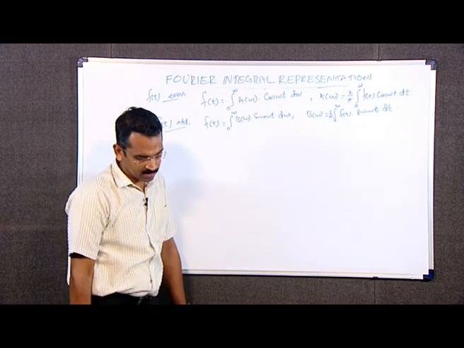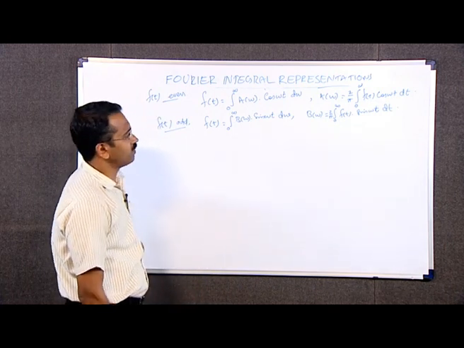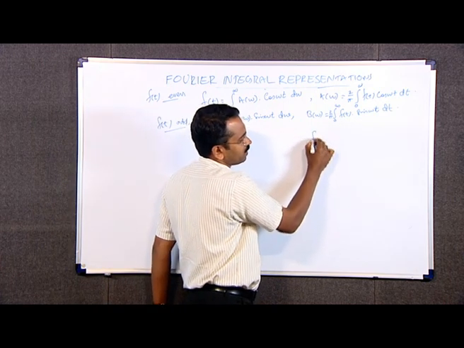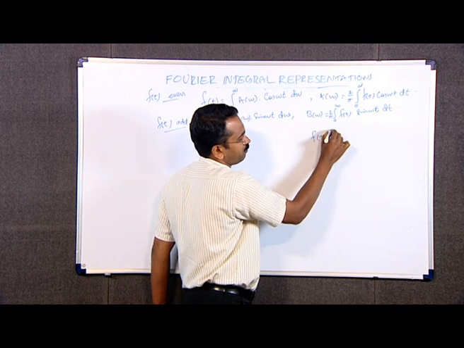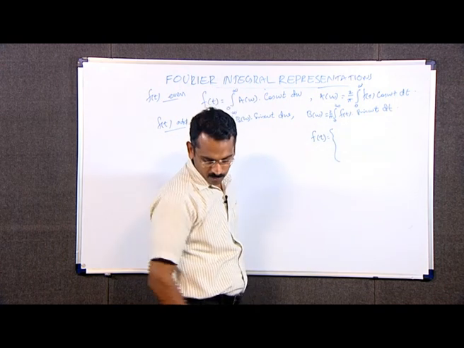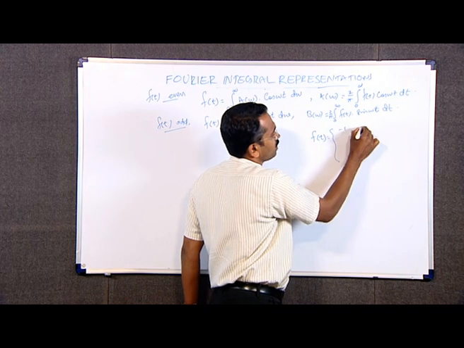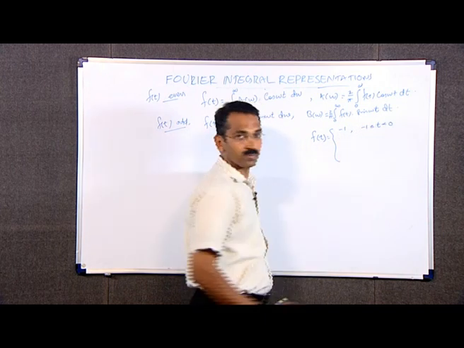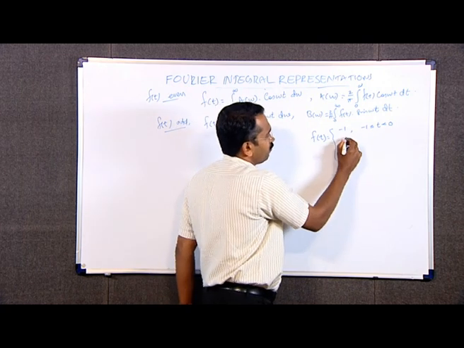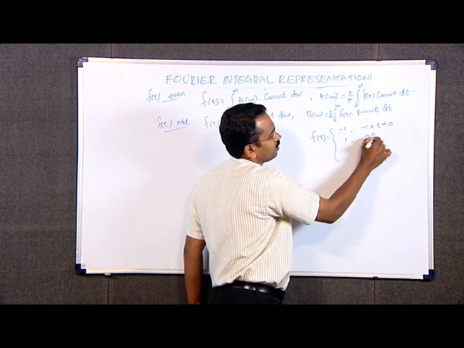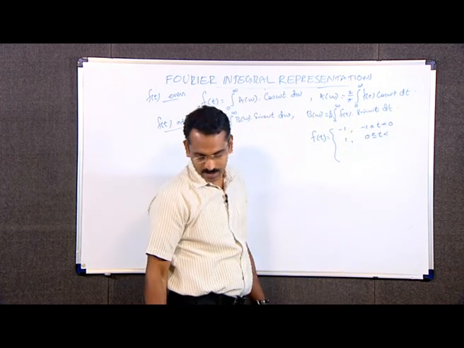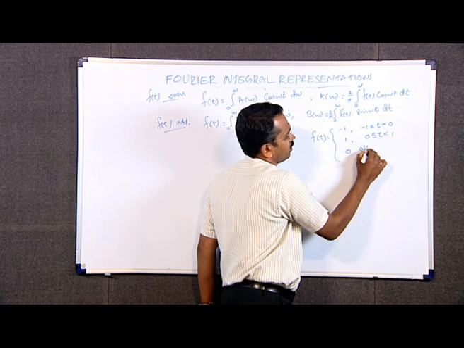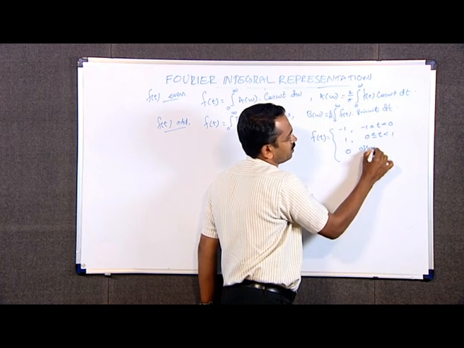Now consider one example. Find the Fourier integral representation of the function f of t given by f of t is equal to minus 1 for minus 1 less than or equal to t less than 0, f of t equal to 1 for 0 less than or equal to t less than 1, and 0 in other cases.